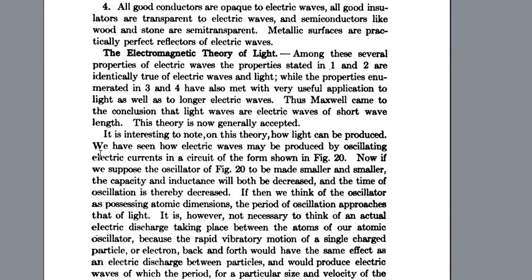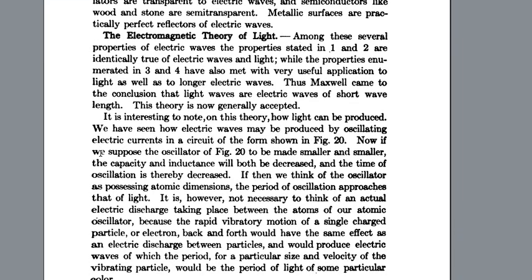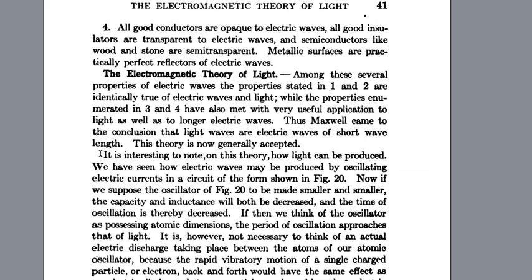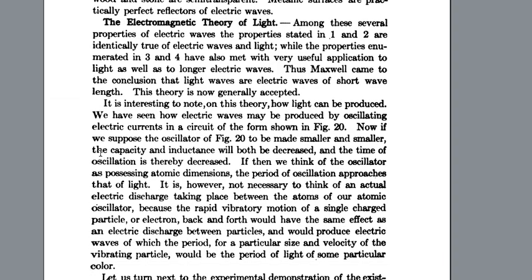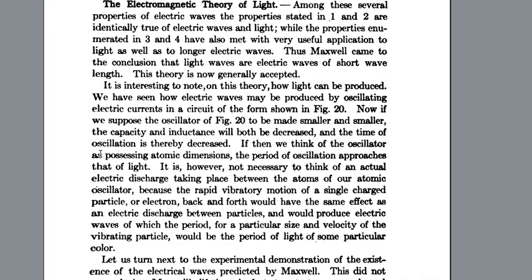The electromagnetic theory of light. Among these several properties of electric waves, the properties stated in 1 and 2 are identically true of electric waves and light, while the properties enumerated in 3 and 4 have also met with very useful application to light as well as to longer electric waves. Thus, Maxwell came to the conclusion that light waves are electric waves of short wave length. This theory is now generally accepted.